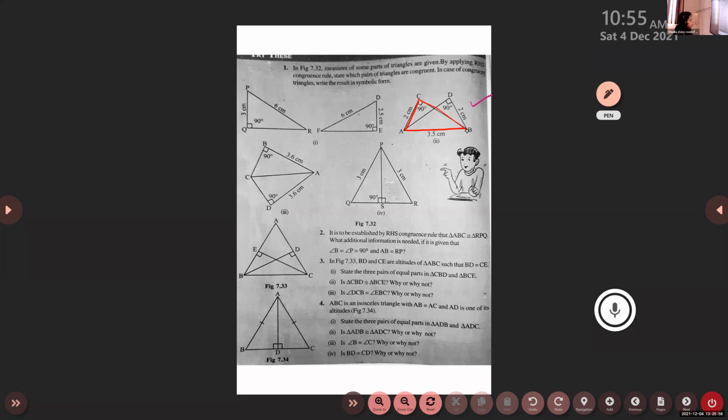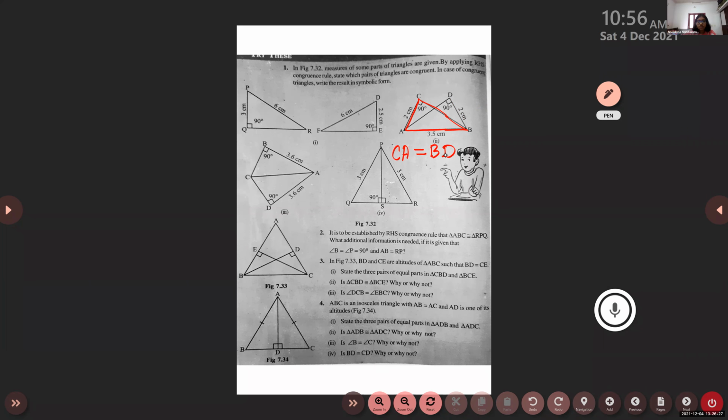Adidev, which sides are equal? Which are the sides which are equal? Tell me. CA and BD. CA or AC is equal to what? CA of triangle ABC is equal to BD of the other triangle, isn't it? Yeah, BD of the other triangle. Then two sides. Okay, then which is the second side which is equal?